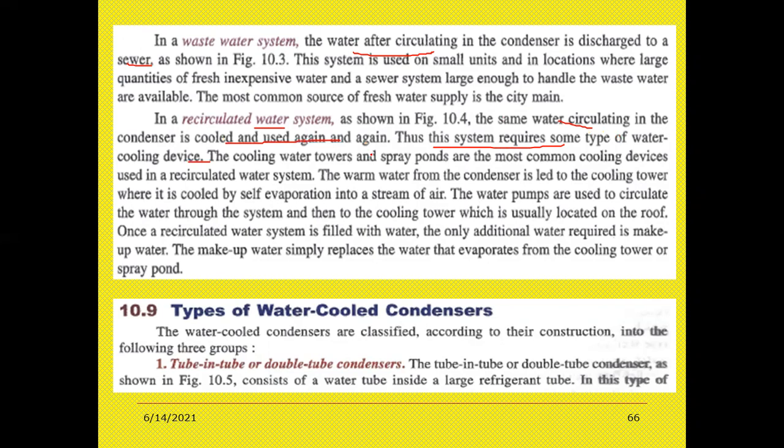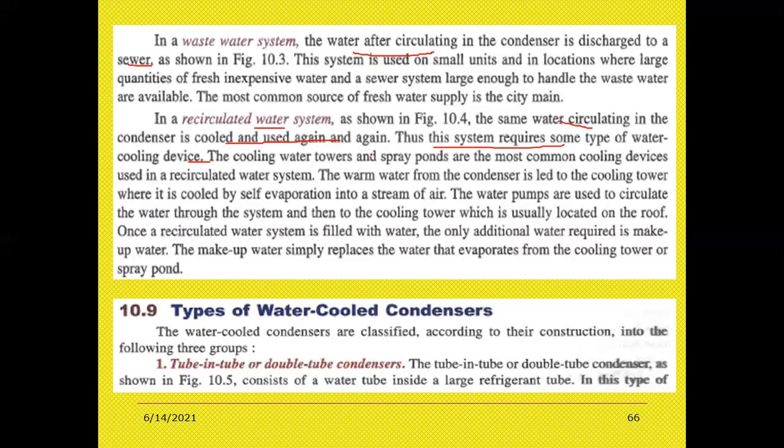The cooling water towers and the spray ponds are the most common cooling devices used in the recirculated water system. The warm water from the condenser is led to the cooling tower, where it is cooled by self-evaporation into the stream of air. The water pumps are used to circulate the water through the system and then to the cooling tower, which is usually located on the roof.